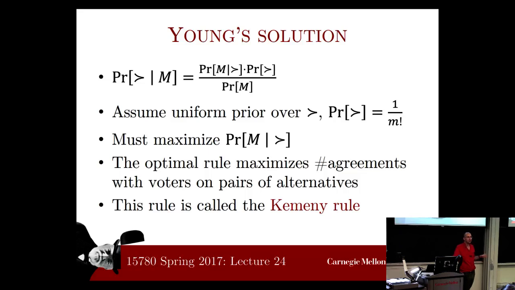It's sort of an interesting rule. And then Young rediscovered it. I think he knew about Kemeny's work, but he noticed that this rule is actually the maximum likelihood estimator under this Condorcet model. So a lot of people refer to Kemeny's rule as the Kemeny-Young rule, but Young was not the one who first came up with this rule.